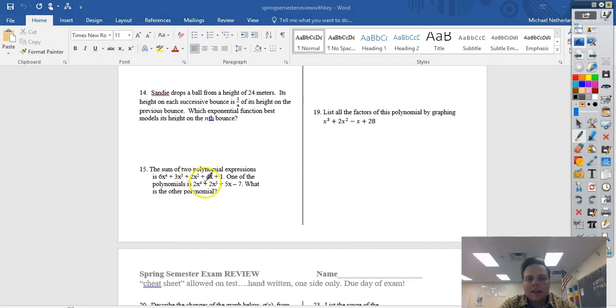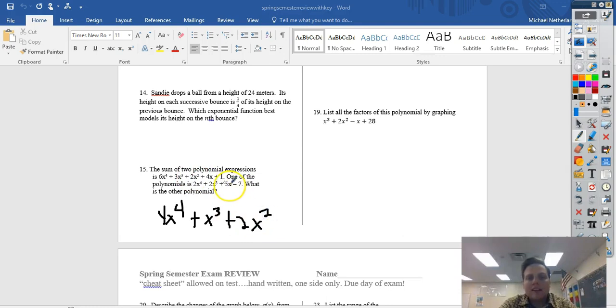If you have 2x to the 4th, and you want 6x to the 4th, how many more x to the 4ths do you need? 4. So 4x to the 4th. Alright? You have 2x cubed. You want 3x cubed. How many more x cubes do you need? 1. So I just say plus x cubed. You have 0x squares. You want 2x squares. How many more x squares do you need? 2.